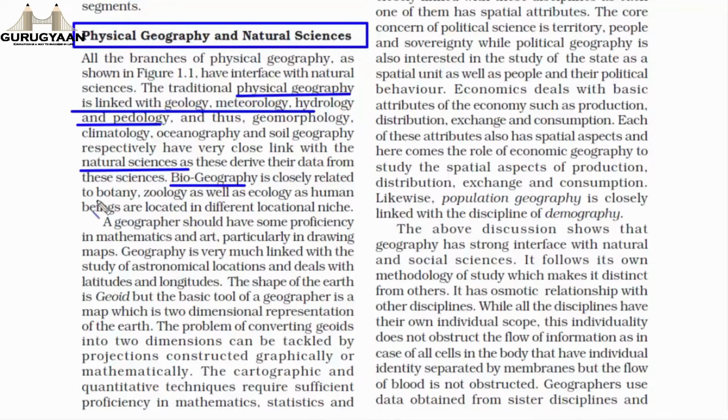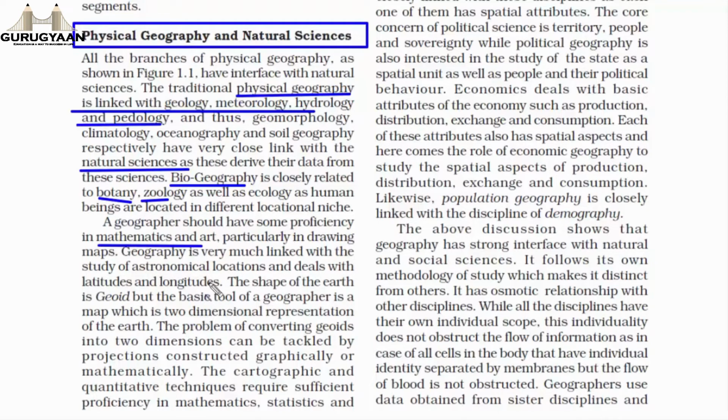This is closely related to botany, which is the study of plants, and then we have zoology, which is the study of animals. And both plants and animals are part of nature, therefore we definitely count them under natural sciences. So one needs to have a fair amount of information related to all these disciplines in order to be a successful geographer. However, a geographer should also be proficient in mathematics and arts.